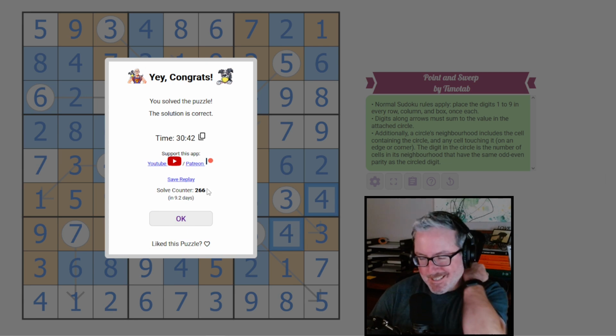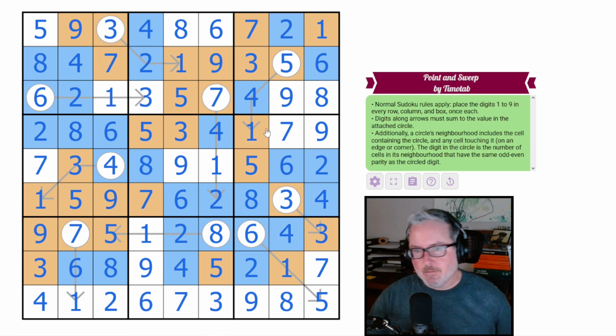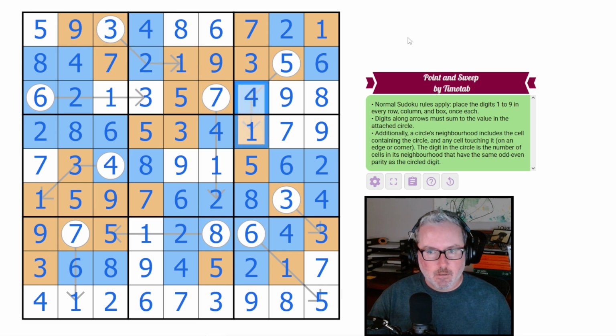266 solves in 9 days. That's pretty good. So, excellent puzzle. Really did enjoy that. I think the neighborhood was a great little addition to the arrow rule set. It really added a bit of extra interest into an arrow clue puzzle, and obviously without using the neighborhood concept here, this puzzle probably would not be solvable. So really enjoyed that puzzle.